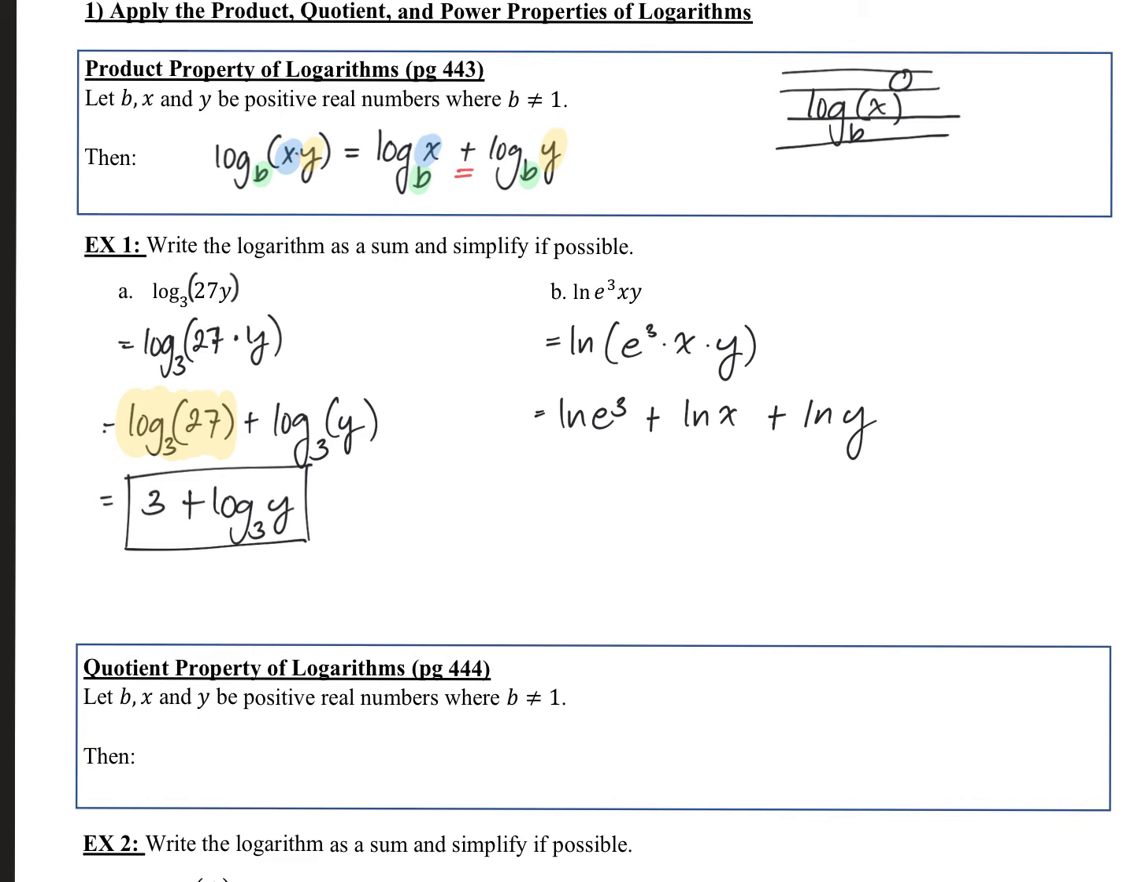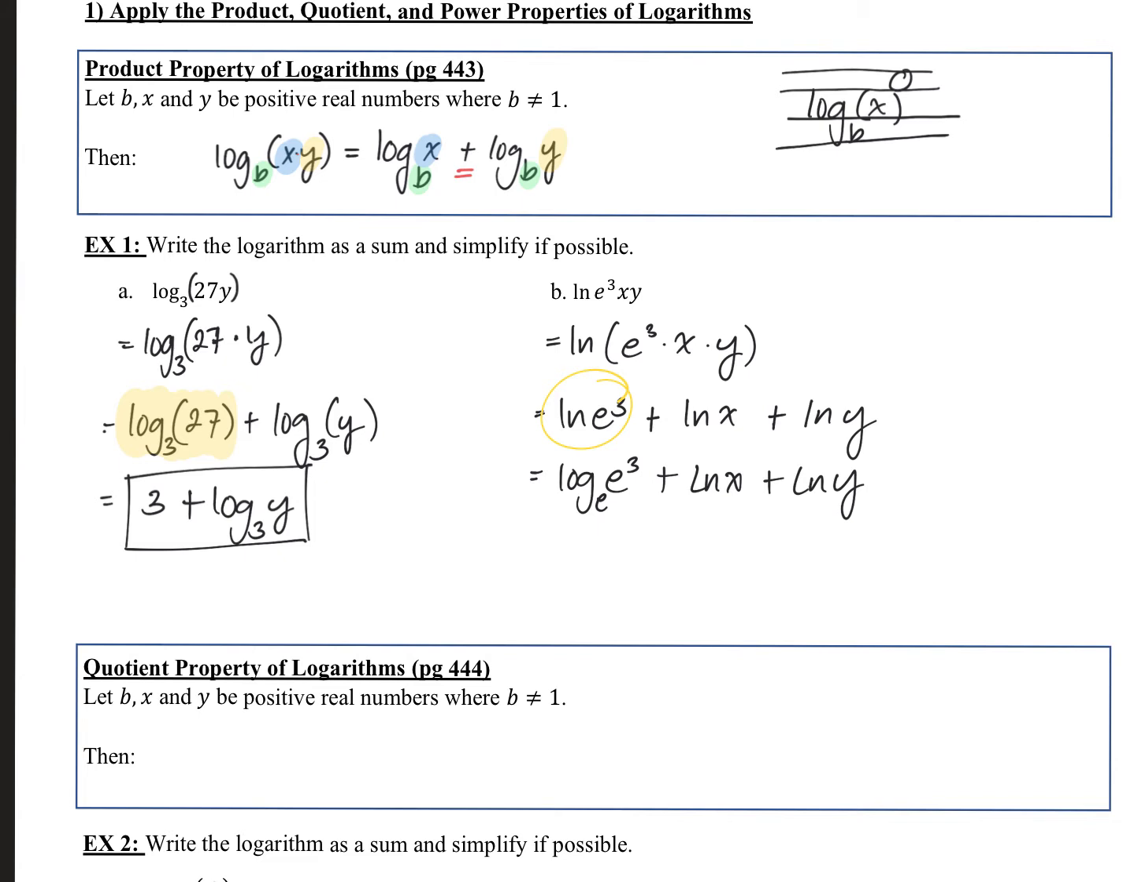Alright, so can we simplify any of these? Well, remember, what is the base of the natural log? The base of the natural log is base e. I'll go ahead and write this out so you can see it. So that's log base e of e to the third power plus ln of x plus ln of y.